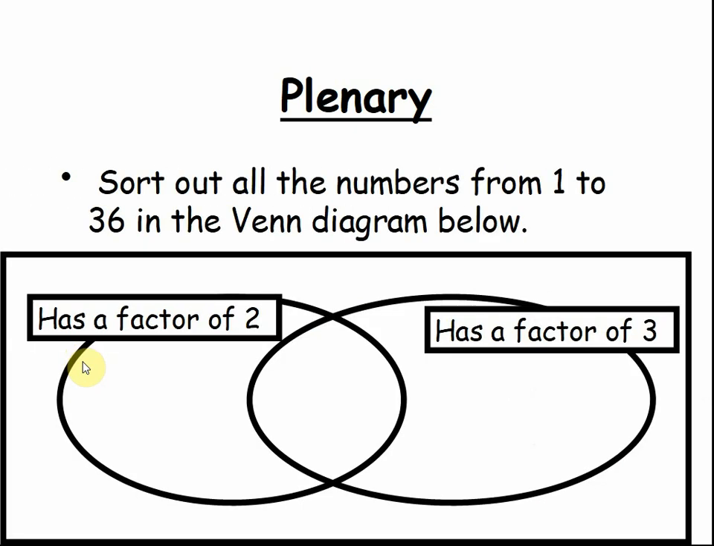Sort all the numbers from 1 to 36 in the Venn diagram below: has a factor of 2, has a factor of 3, and has a factor of both. Pause the video and complete the chart.